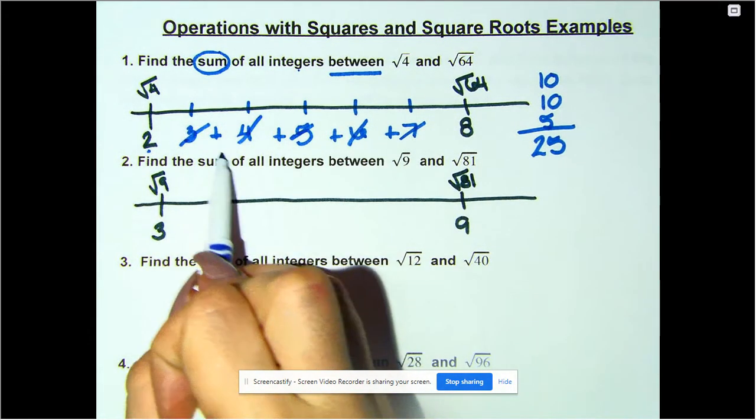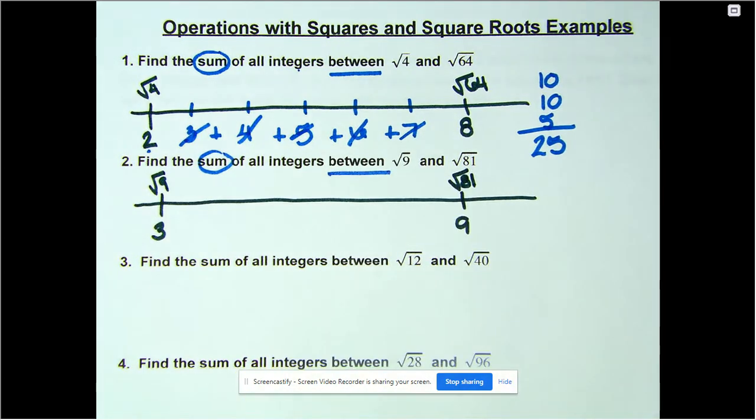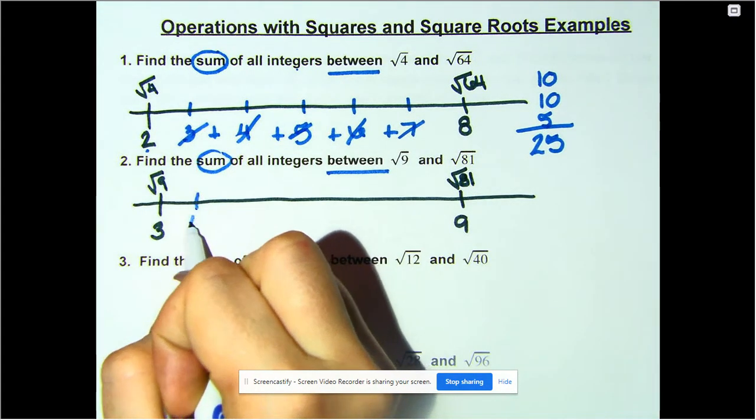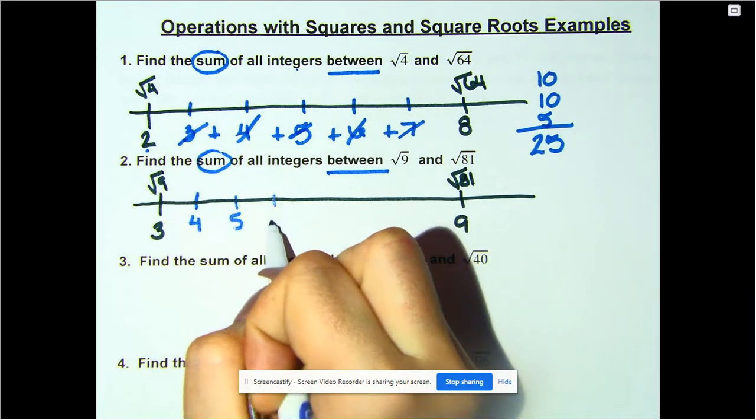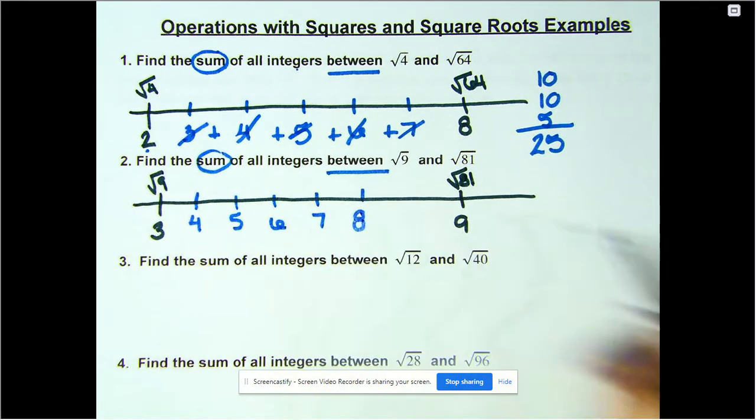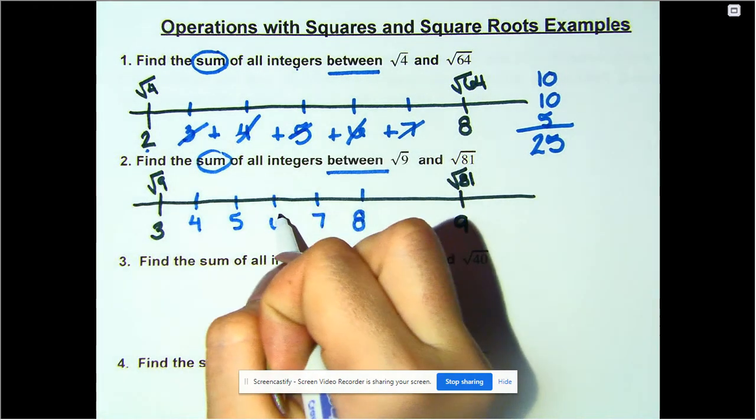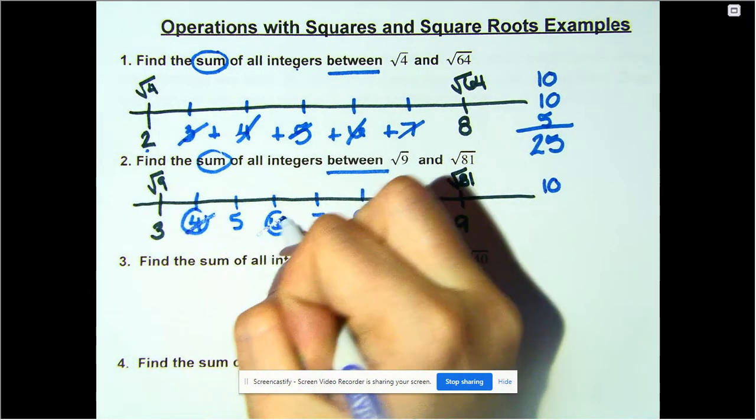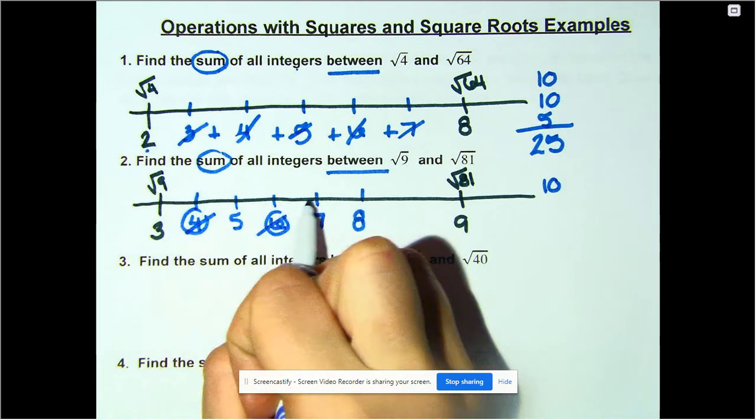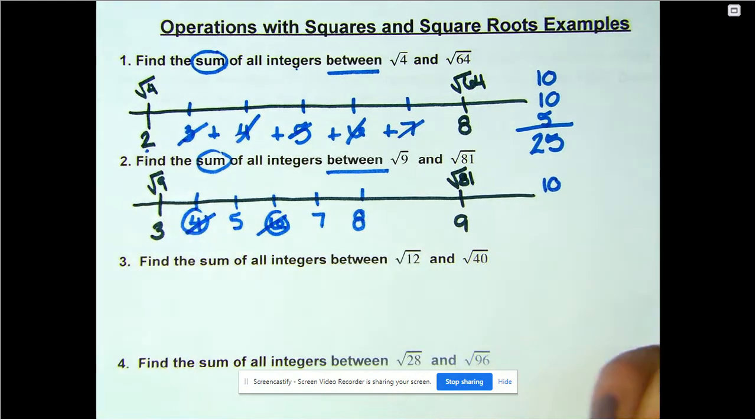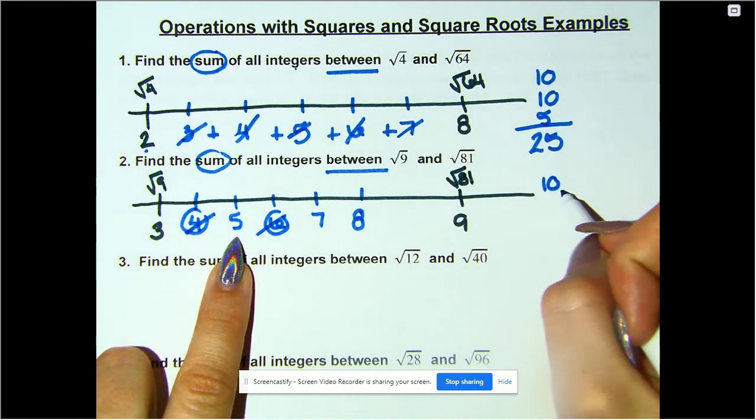And it said the sum of all integers between. So now I need to figure out the numbers or integers between 3 and 9. That's going to be 4, 5, 6, 7, and 8. Okay, so again, let's find our groups of 10 if we can. So this one we have 6 and 4. That makes 10. You're not going to use this 3 because it was not between. The numbers between 3 and 9 are going to be the numbers here. So now we have 5, so it would be 15.